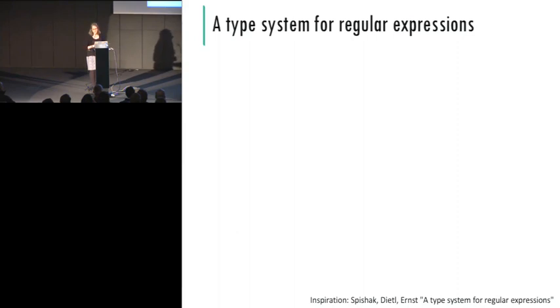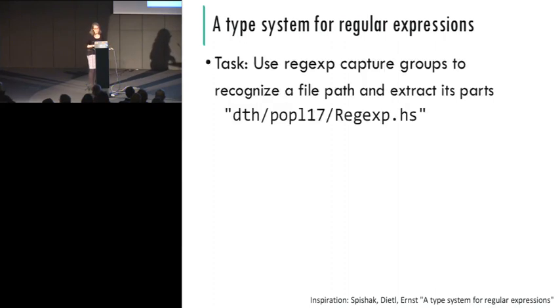So what do I mean? What would a type system for regular expressions look like? There are lots of ways we could design this. Well, here's the problem that I want to solve. Say I have a string that looks like this, a file path, and I want to use a regular expression to recognize that file path. I want to be able to extract parts of it using the idea of capture groups in regular expressions, an extension of regular expressions where you can mark subgroups and find the strings that match that part. For example, I might want to pull out the base name of that file path.